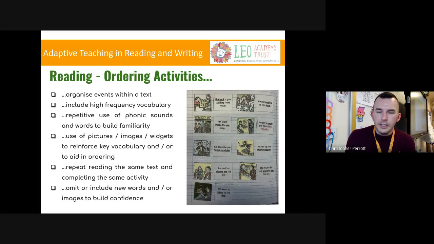What you can then do is remove the text. Can the children organize it with the pictures? And then do it in reverse. Remove the pictures. Can you now order it with the text? And that is a really good activity because that is the reading skill that they need to do in that lesson.